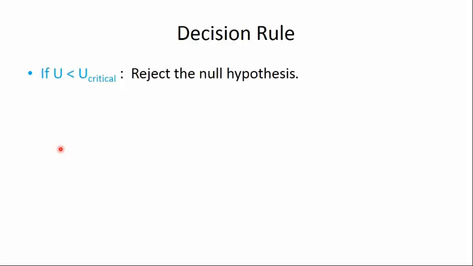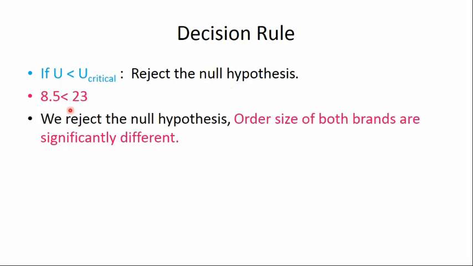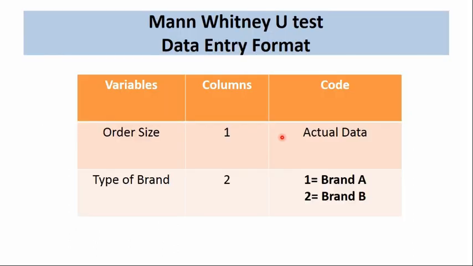Now we will compare the calculated value with the critical value. If the calculated value is less than the critical value, we will reject the null hypothesis. In this case, 8.5 is less than the critical value, so we will reject the null hypothesis. The order sizes of both brands are significantly different. Yes, we are going to reject the null hypothesis. The null hypothesis was that there is no significant difference, but on the basis of this, we have rejected it. There is a significant difference between both brands.